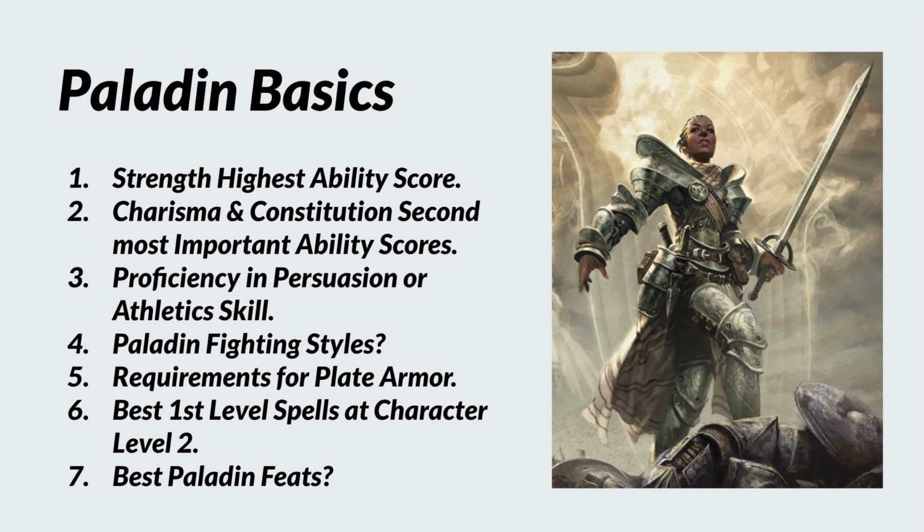Charisma and Constitution are your second most important ability scores, because they are related to how long your paladin survives in a battle, and you're going to be in the front line probably, how well your divine spellcasting magic works, and also it affects, particularly charisma, the strength of your aura. Your auras are a big aspect of a paladin.